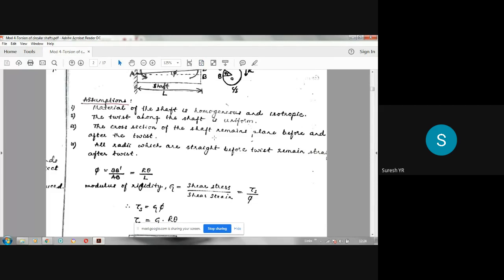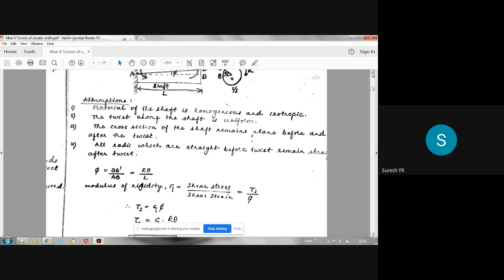The cross section of the shaft remains plane before and after the twist. So that circular cross section remains as it is. There will not be any difference in the cross sectional area even after the twist. That is the meaning. All radii which are straight before twist remain straight after twist. So whatever radii are there in this, the radius remains straight only. It will not have any deviation, buckling like that. Okay. So these are the four important assumptions.